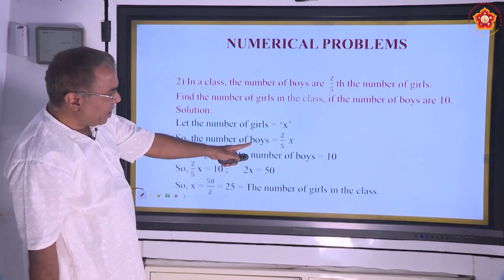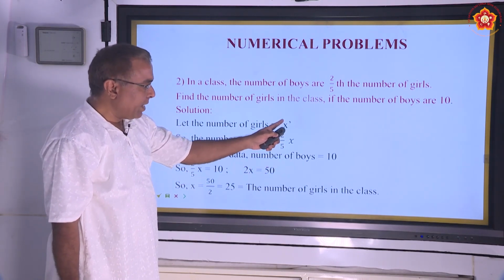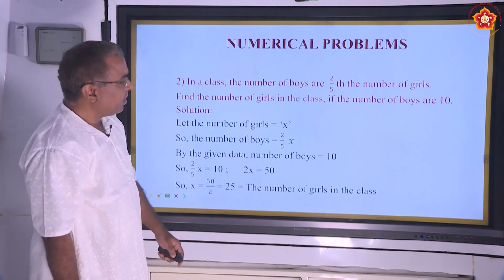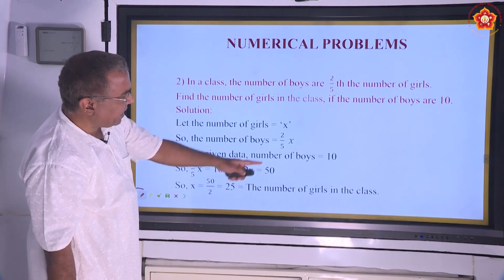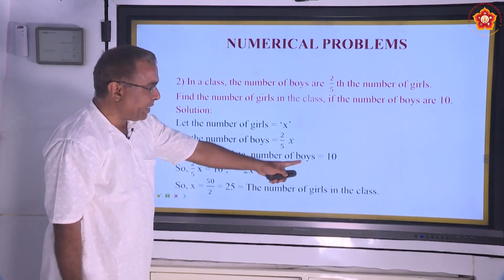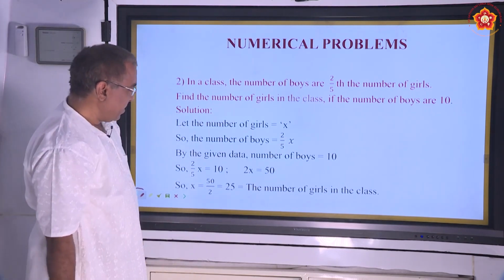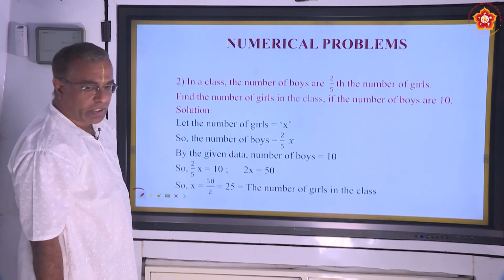So, what will be the number of boys? It will be 2/5 of, and 'of' means what? Multiplied by the number of girls. So, 2/5 of x, that is how we have the number of boys. And what is one more condition given? As per the data, the number of boys they have given to be 10 also, that is from the data which is given. So, that means we need to equate both the number of boys.